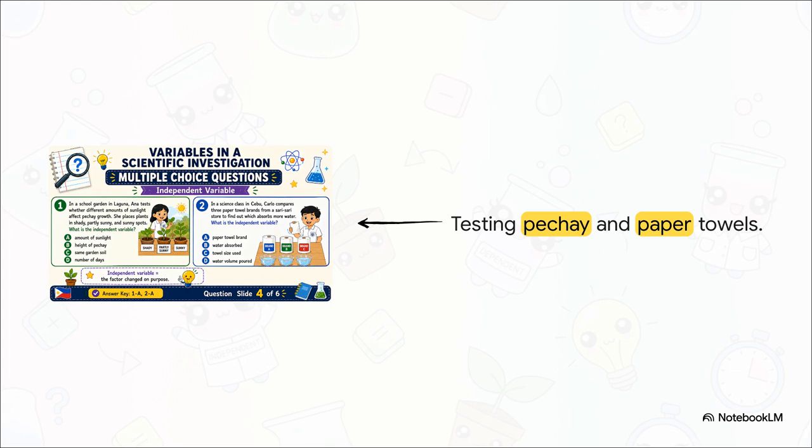Meanwhile, over in a science class in Cebu, Carlo is comparing 3 different paper towel brands from a sari-sari store. Brand A, B, and C. He's dipping them in water to find out which one absorbs more. What is Carlo's independent variable? Take just a second, pause if you need to, and make your guess based on what we've learned. Just remember to ask, what did they change on purpose?